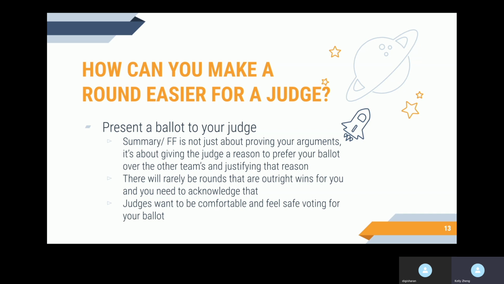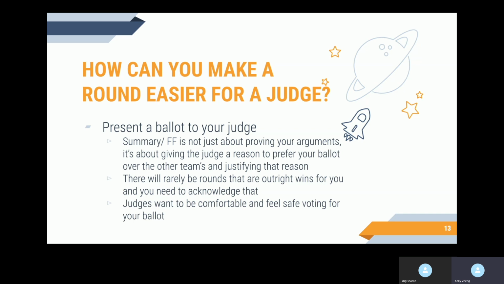This is because there are rarely rounds where you are just outright winning everything and it's an absolute win, just vote for us on this. You need to acknowledge that there's the possibility that you might lose this round, or you are behind on some things, to actually develop a ballot that is conducive to what the judge wants to do.